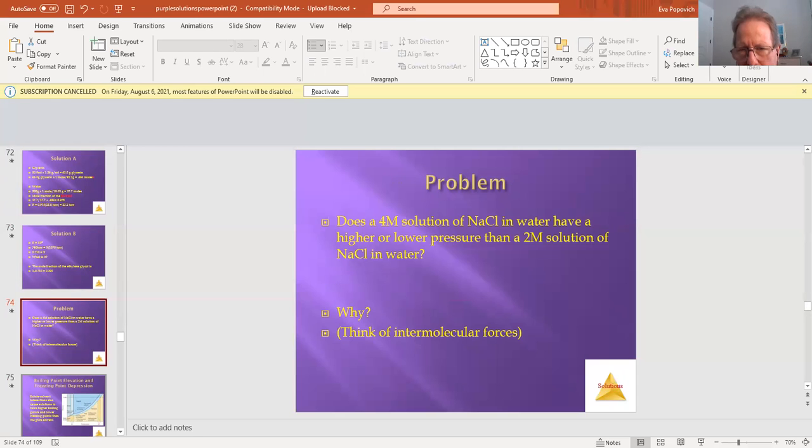Should a 4 molar solution of NaCl have a higher or lower vapor pressure than a 2 molar solution of NaCl in water? Which one should the water have a lower vapor pressure? A 4 molar solution or a 2 molar solution? Would it be the 4 molar solution?